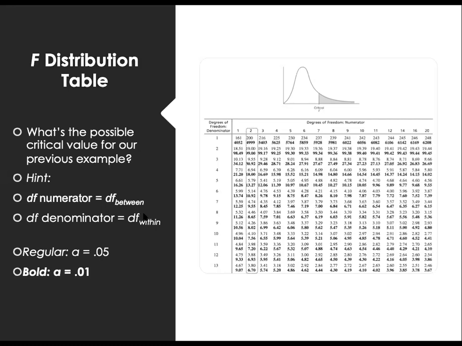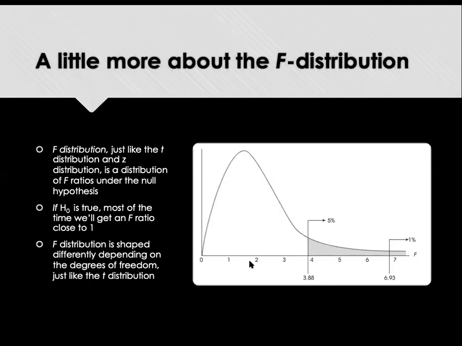In our example, the degrees of freedom in the numerator was 2, or the between degrees of freedom was 2, and the within degrees of freedom was 12. And so we'll look here for 2 and 12, and an alpha of 0.05, our F critical is 3.88. And even looking at alpha 0.01, our F critical is 6.93. If you remember, our F obtained was 22. So ding, ding, ding, we can reject the null.